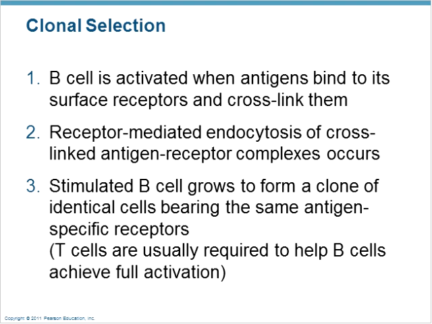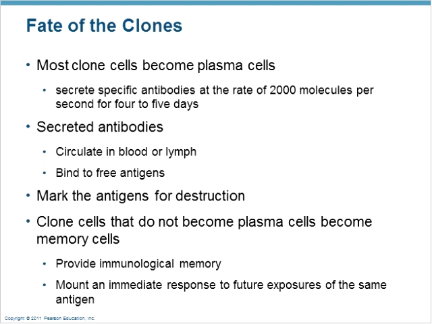But then the B cell is activated when the antigens bind to its surface receptors and cross-link them. Receptor-mediated endocytosis of cross-linked antigen receptor complexes occurs, and the stimulated B cells grow to form a clone of identical cells bearing the same antigen-specific receptors. And the T cells are usually required to help the B cells achieve that full activation. So B cells are activated when antigens bind to them. They then clone. They start to produce more B cells, which have a very specific set of antibodies that can attack that specific antigen.